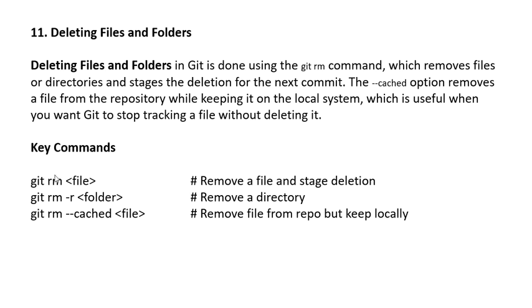The key commands are: git rm file, which removes the file and stages the deletion; git rm -r folder, which removes the directories; and git rm --cached file, which removes the file from the repository but keeps it locally.